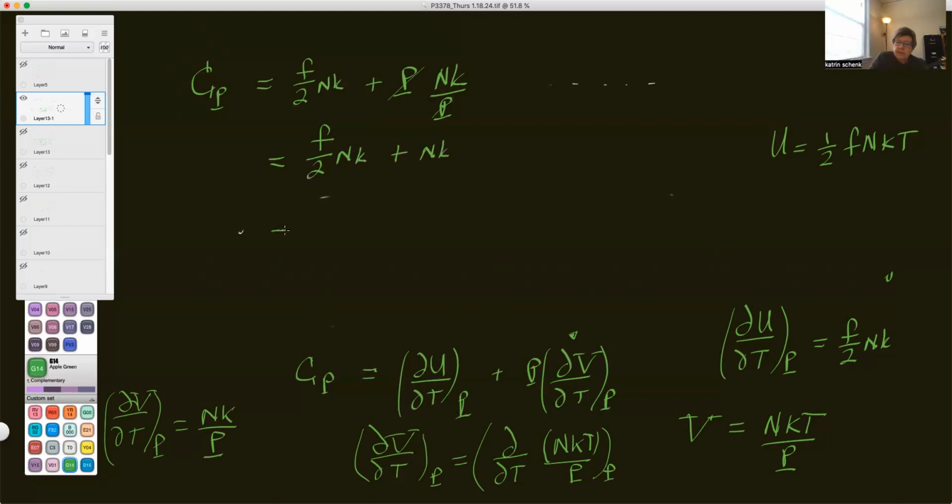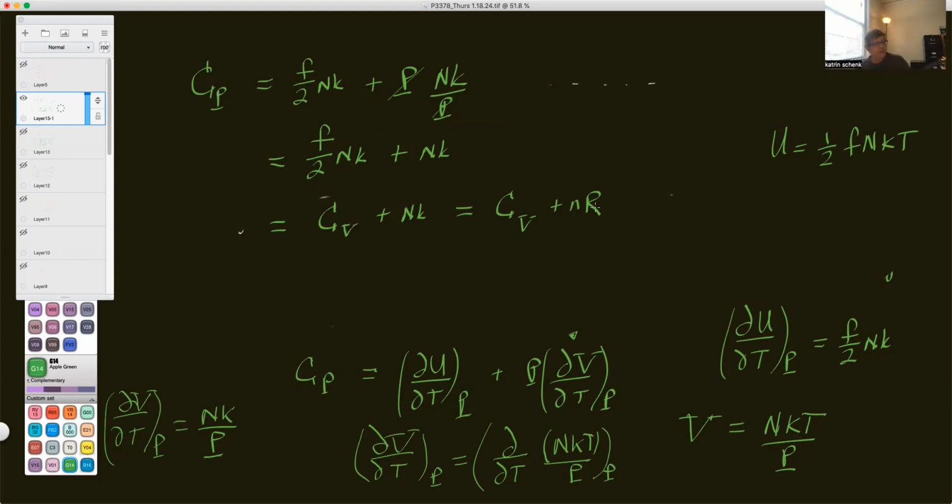I want you to notice here that this F over 2 NK is actually the heat capacity at constant volume. And then we just add in the NK. Or if you prefer, instead of NK, we add in the number of moles times the gas constant, nR. So we add nR instead, if you like that better. But notice, again, CP is greater than CV as promised. Of course, it has to be.